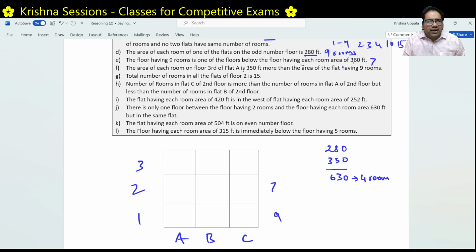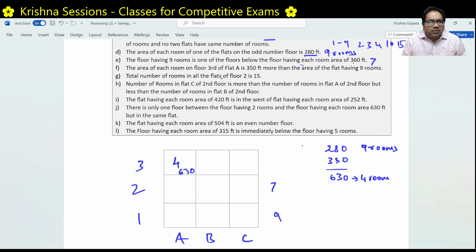This third floor flat A is 350 more than area of flat having 9 rooms, which is 280. This is 9 rooms plus 350, which will become 630, which is actually 4 rooms. This 4 room flat is where? Third floor of flat A. That means this one we are able to say it is 4 and 630. The area is 630 and number of rooms is 4. Right, this is done.